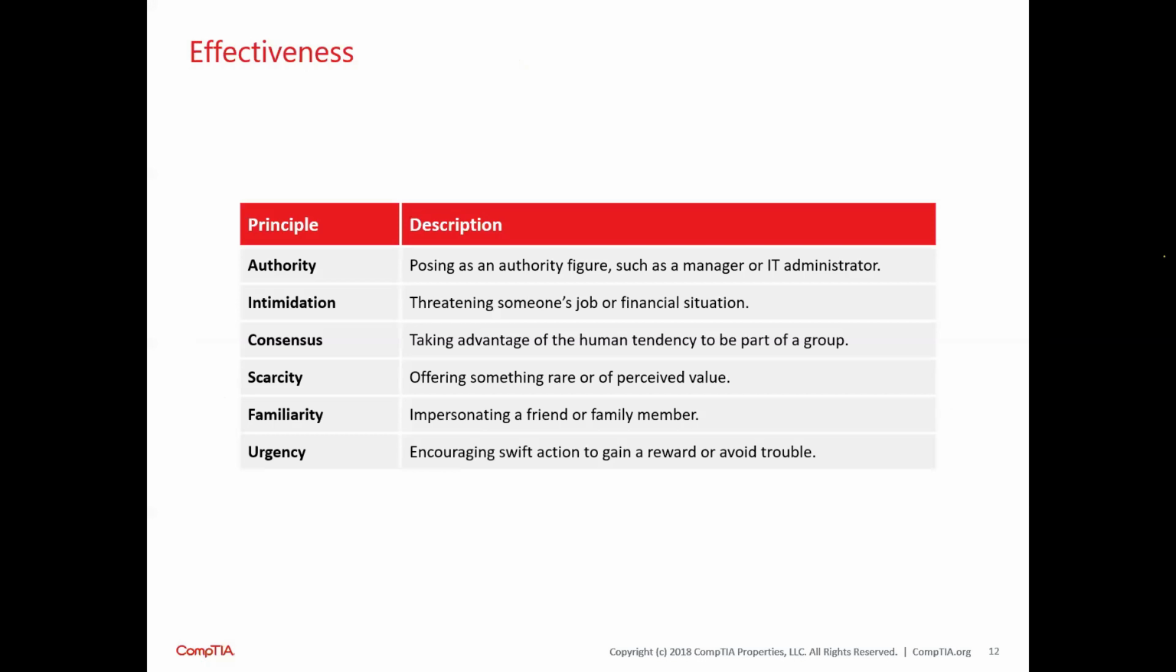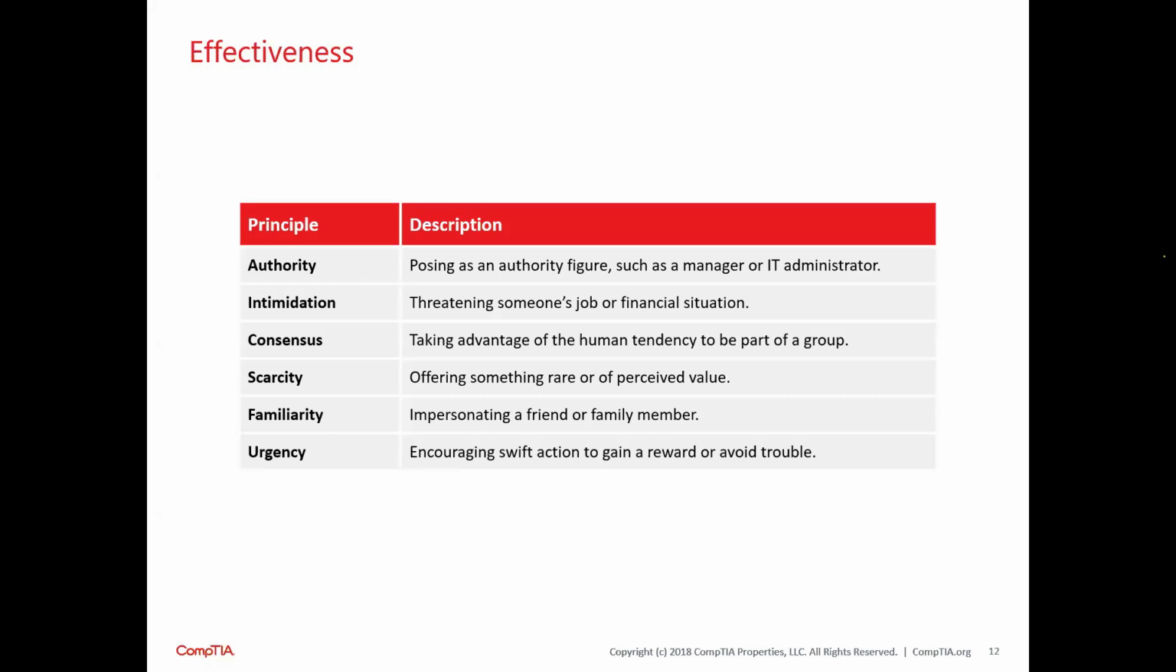The effectiveness of social engineering depends on the principles. There are several principles, including authority, posing as an authority figure, such as a manager or IT administrator, or even the CEO of the company. Intimidation, by threatening someone's job or financial situation. Consensus, taking advantage of the human tendency to be part of the group.